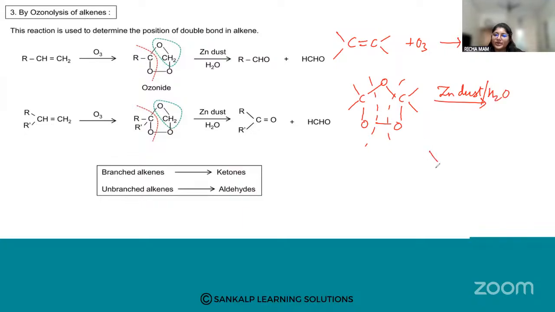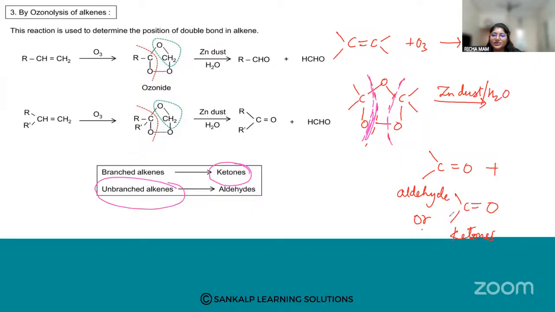what am I going to get? One, I'm going to get a ketone. Another, again one ketone. So this will be aldehyde or ketone, aldehydes or ketones. The breakage takes place like this, and like this. So aldehyde and ketone are formed. Is it clear? Whenever you have a branched alkene, you are going to get ketones. Whenever you have an unbranched alkene, you are going to get an aldehyde.